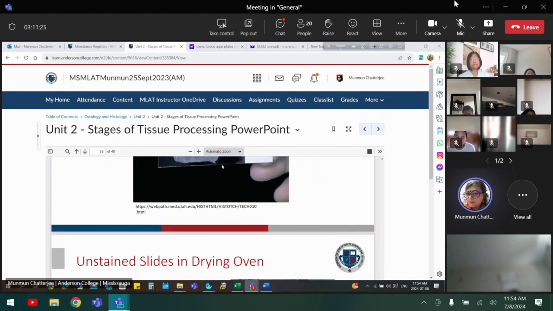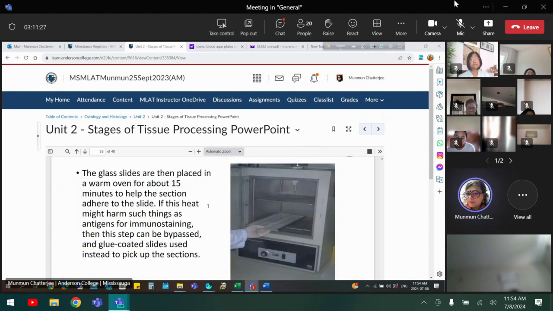So once you take this one from the water, then you are going to place the slides in a warm oven for 15 minutes so that the section can be really fixed on the slide, to help the section adhere to the slide. If this heat might harm such things as antigens for immunostaining, this step can be bypassed and a glue-coated slide used instead to pick up the sections. So sometimes there are glue-coated slides.